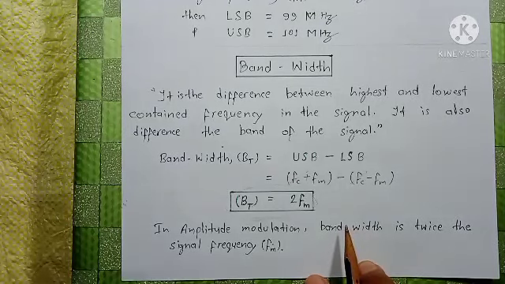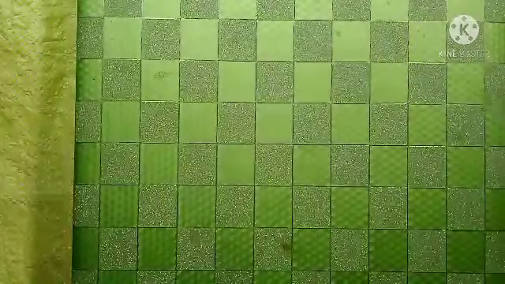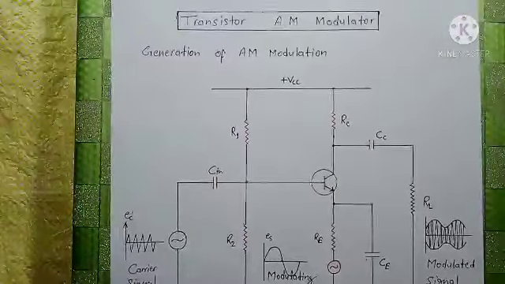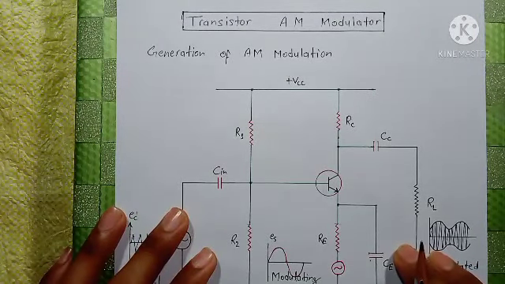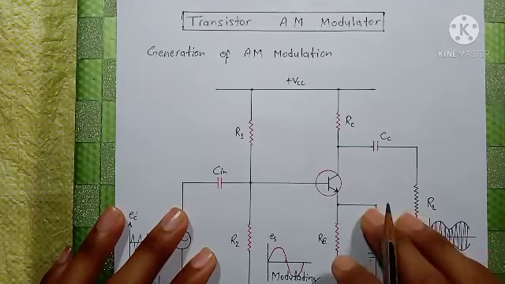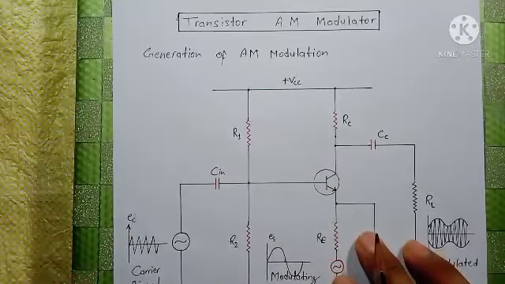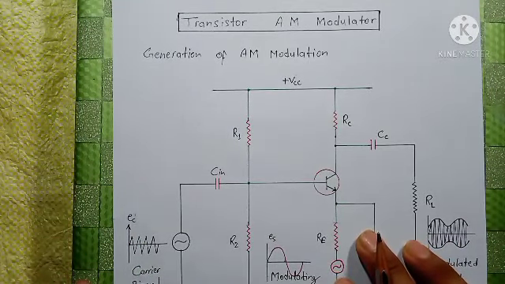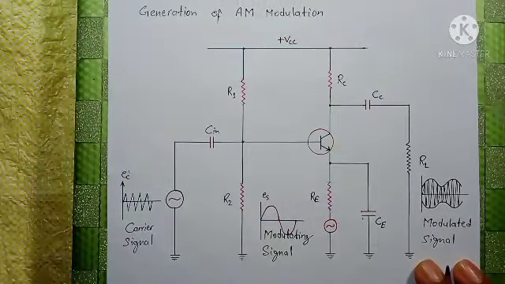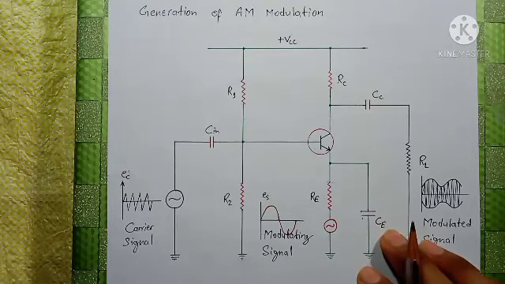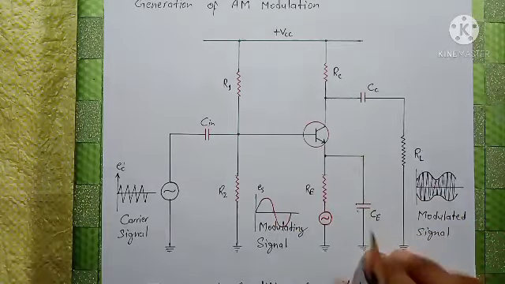And now we will discuss the generation of AM modulation. We generate the AM modulation with the help of a transistor AM modulator. A modulator is an electronic circuit, and a circuit which does amplitude modulation is called an AM modulator. This is the circuit diagram of the transistor AM modulator. This figure shows the circuit diagram of the AM modulator, and it is a common emitter amplifier circuit.